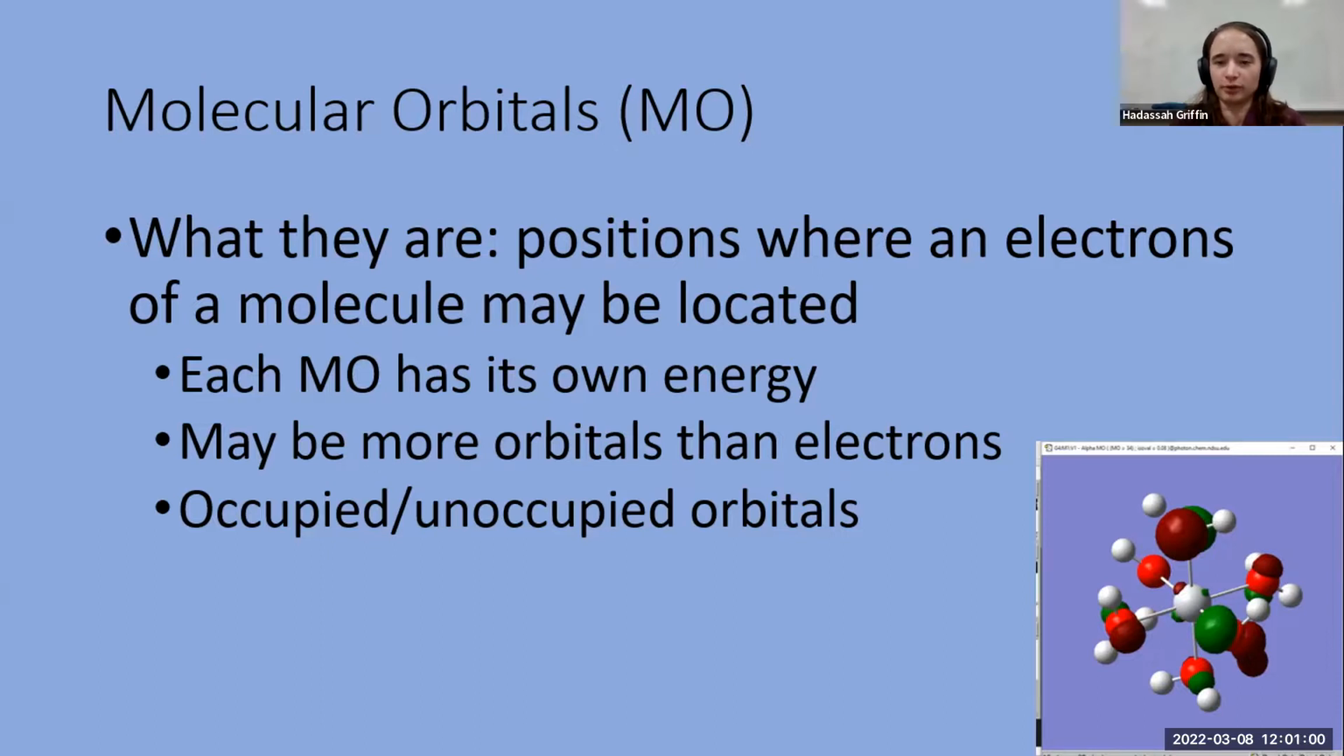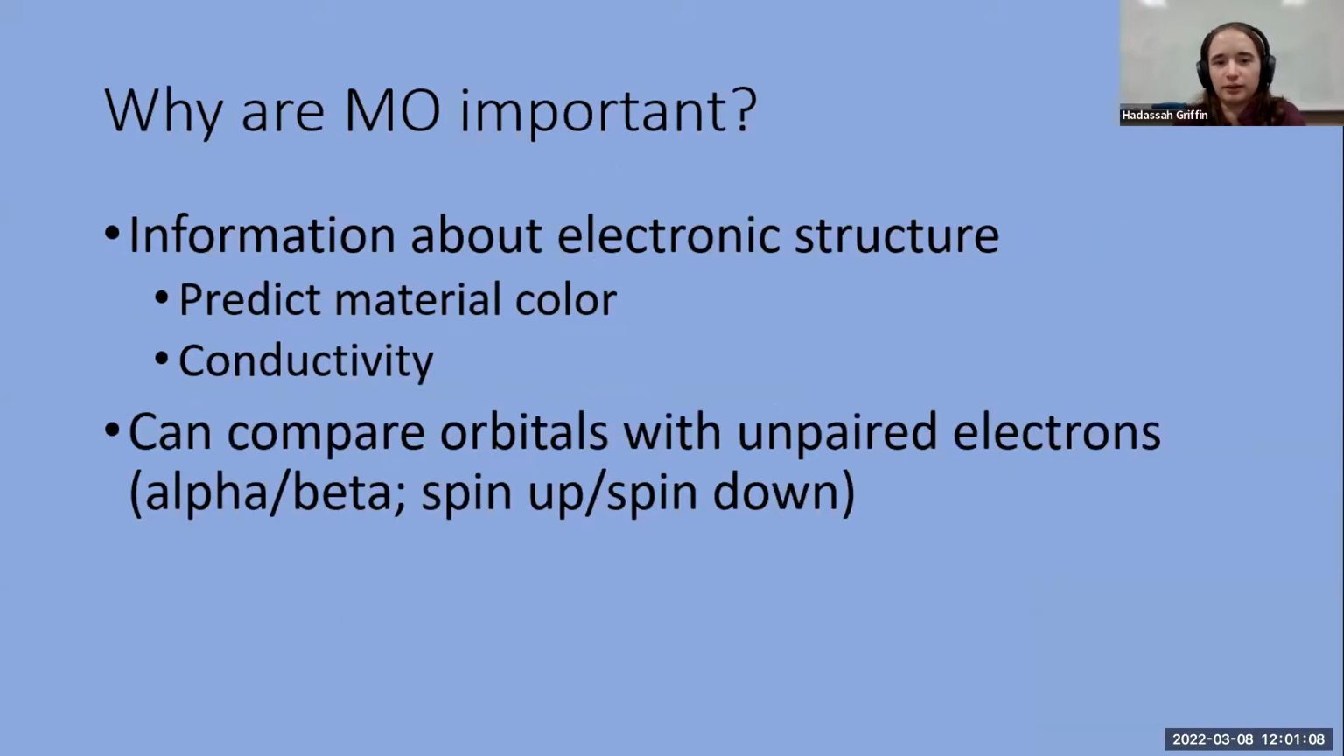There may be more orbitals than electrons, and there can be occupied or unoccupied orbitals, hence the HOMO and LUMO abbreviations. We care about molecular orbitals since they give us information about electronic structure. That can help us predict material color, and they can also help us look at conductivity. We can also use them to compare orbitals with unpaired electrons, like the alpha and beta, or spin up and spin down.